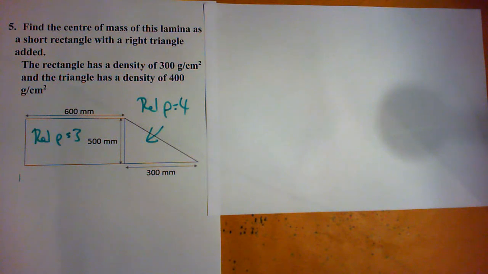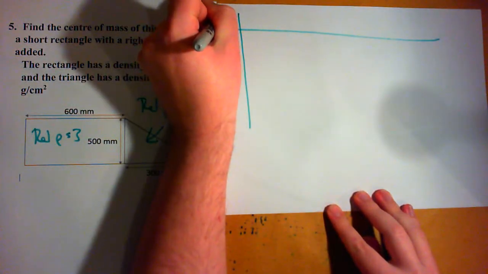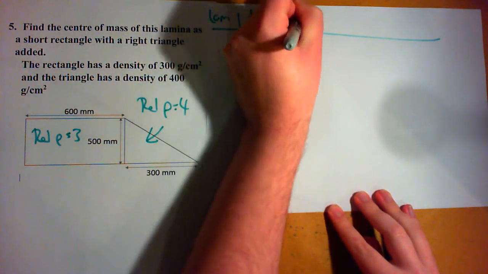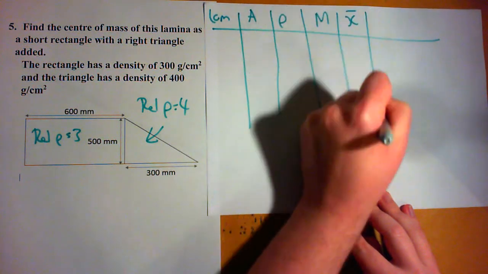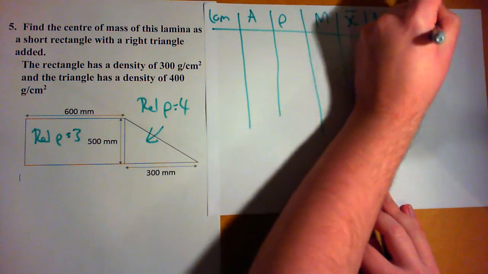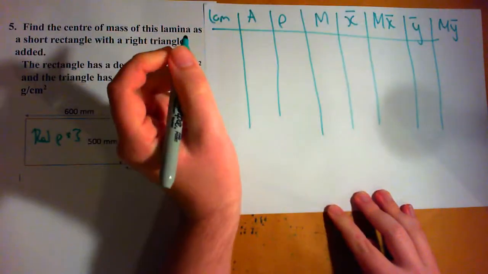So this is a centre of mass problem, and our table is therefore going to have the two extra columns that we saw in question 3. So we start off with a lamina, then we've got the area, then we've got the relative density, then the mass multiplied by then x bar, and multiply those two to get m x bar, then y bar, and m times y bar is the last column.